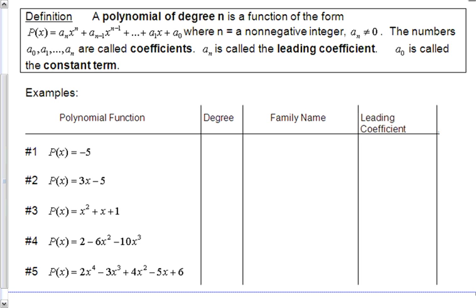A polynomial of degree n is a function of the form p of x equals a sub n x to the n plus a sub n minus 1 x to the n minus 1 plus dot dot dot plus a1 x plus a0. N is equal to a non-negative integer, and a n does not equal 0.